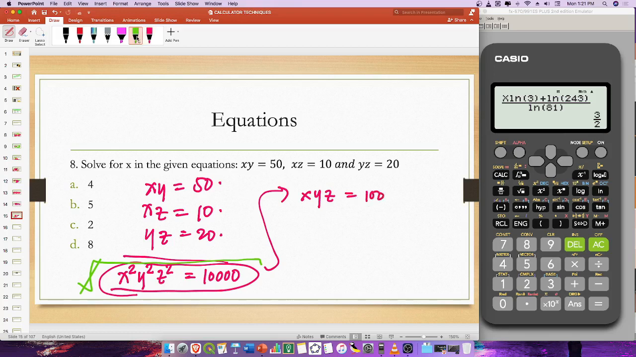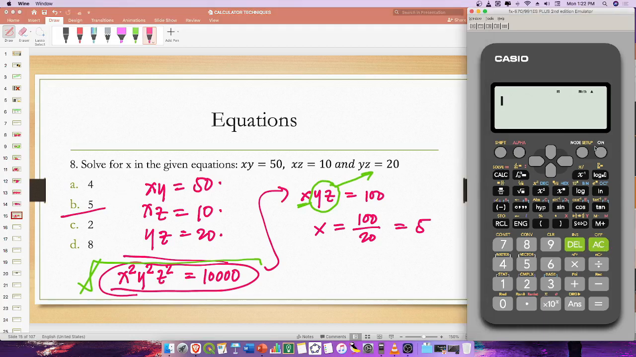But we are looking for the value of x. Okay? Since we are looking for the value of x, we need the value of yz. And in fact, yz is just over there, which is equal to 20. So therefore, the value of x is just 100 divided by 20, or equals positive 5. It's here. It's 5. Okay. That is easy.